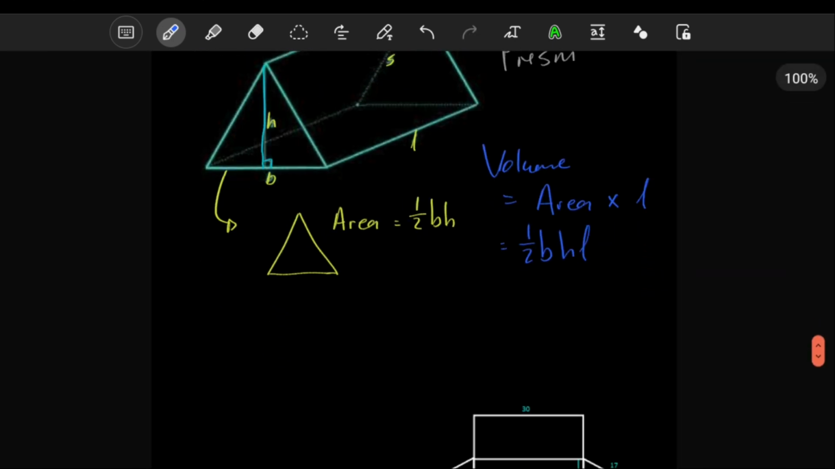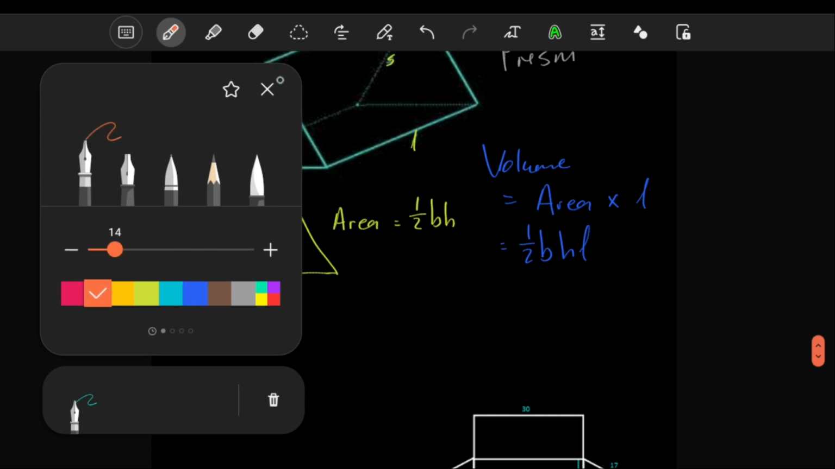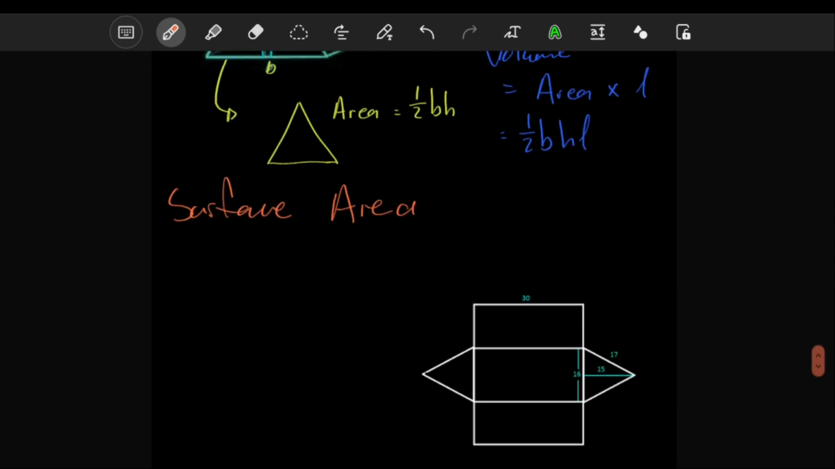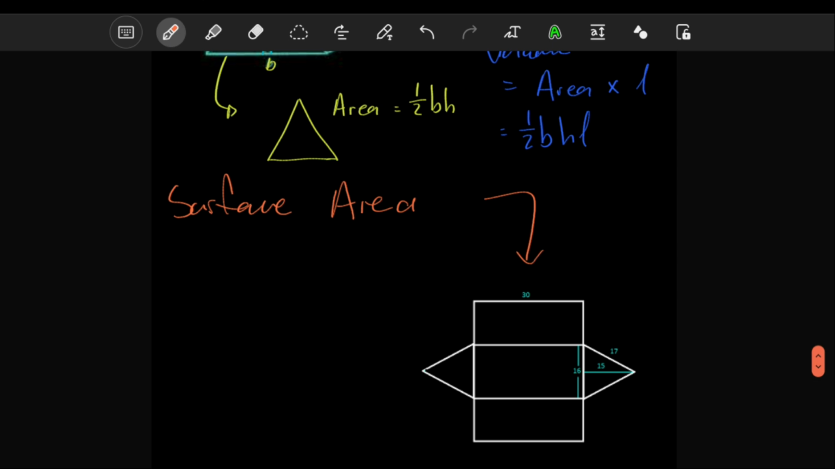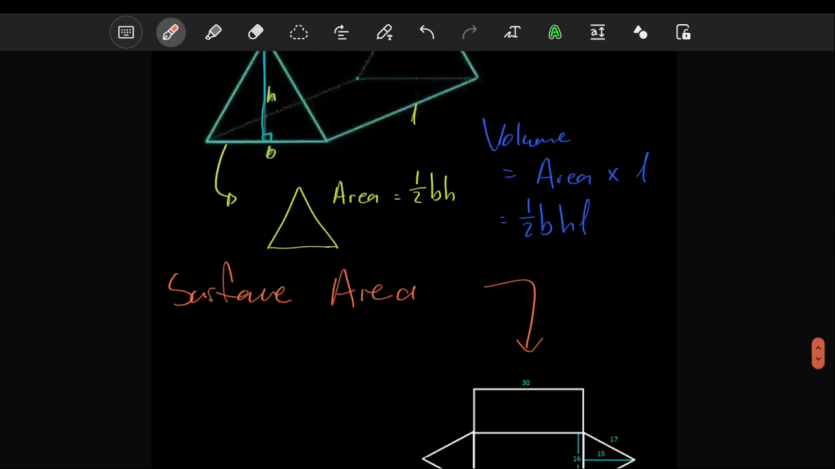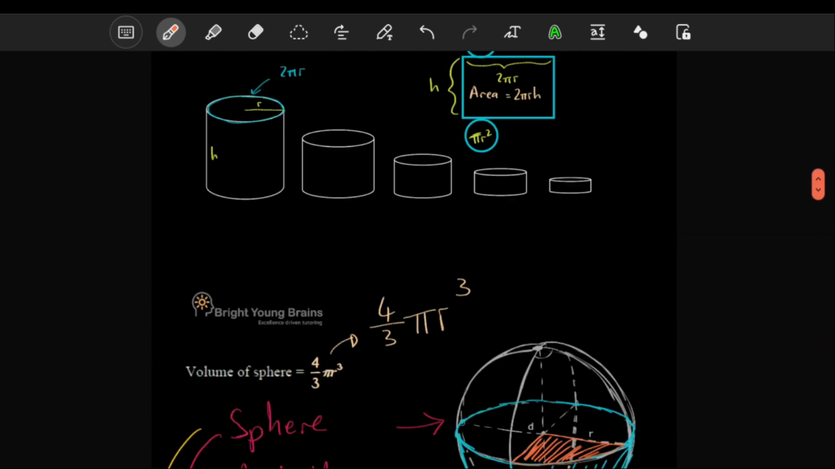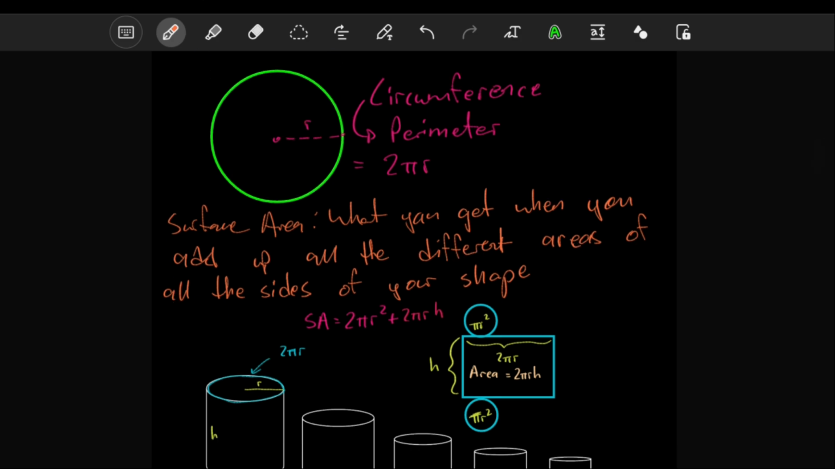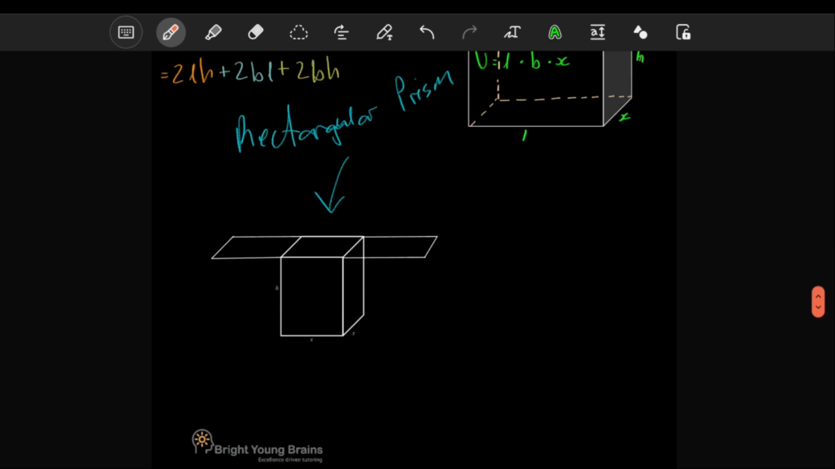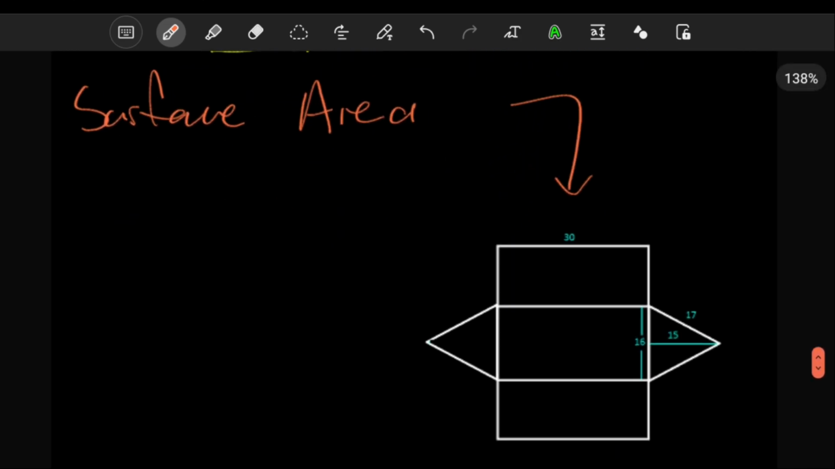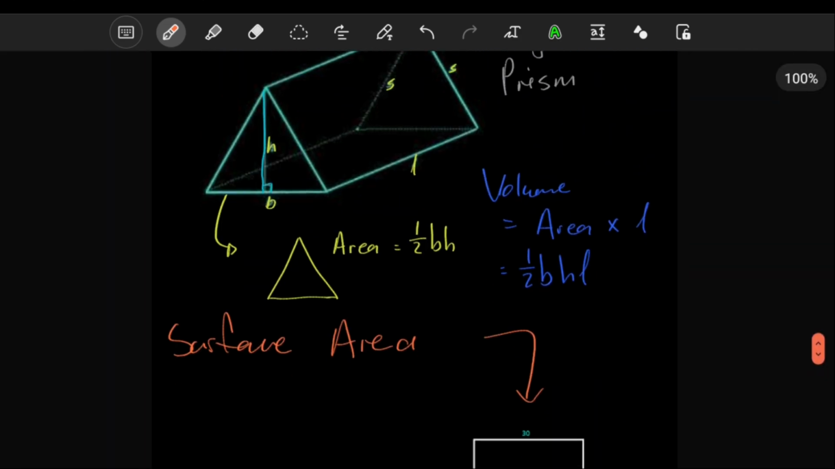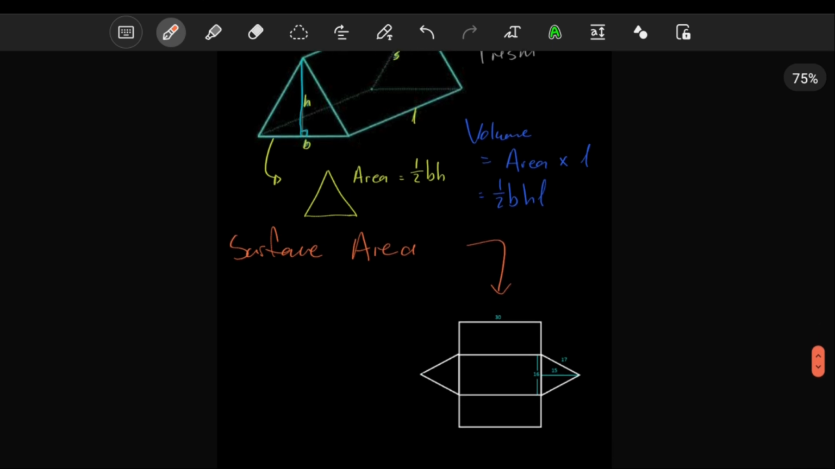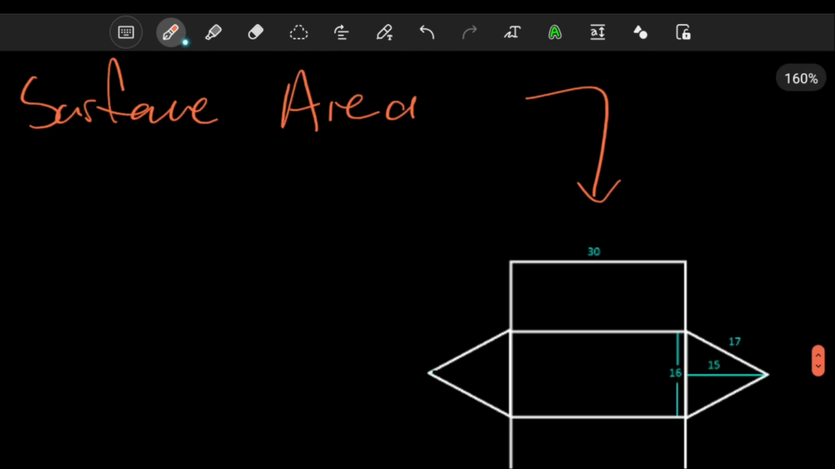Nothing crazy, nothing major. So when we now talk about the surface area of this shape, this is just an example. Remember, surface area, as we said right at the top, is what you get when you add up the areas of all the sides of your shape. Let's try to make better sense of it and link these two together.